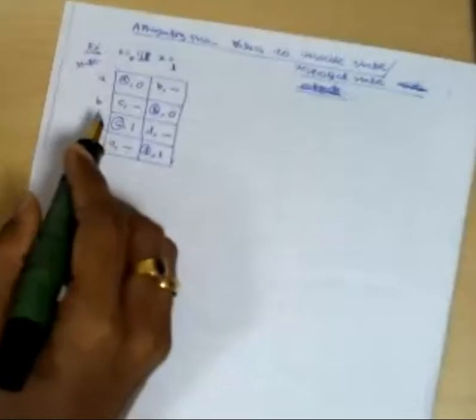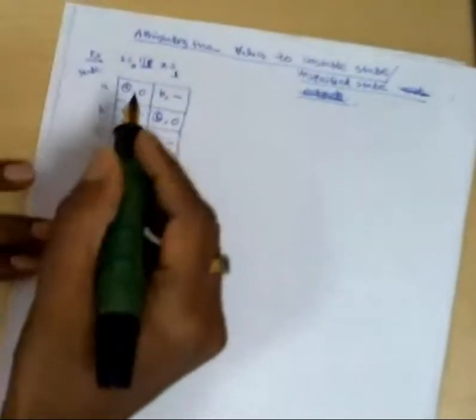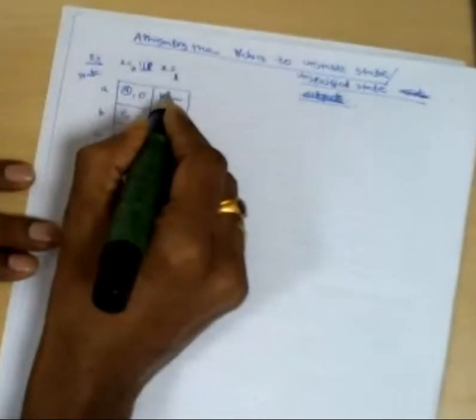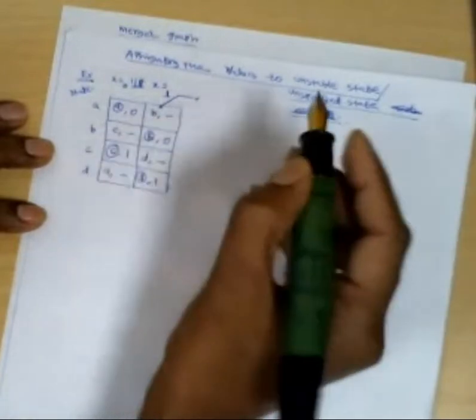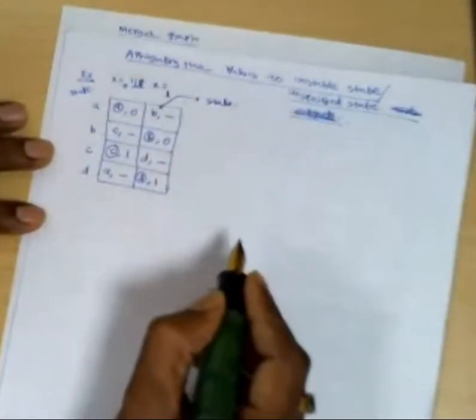I hope you all can understand this table. Any doubt on this table? What does this B mean here? It means the state. Correct? It means the state.